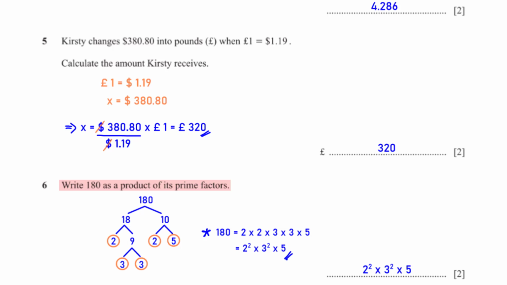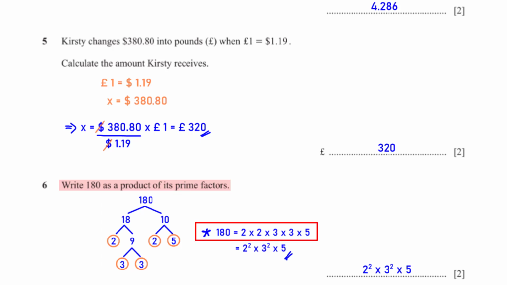Write 180 as a product of its prime factors. 180 can be written as 18 times 10. 18 can be written as 2 times 9. 2 is a prime number, so we circle it. 9 can be written as 3 times 3. 3 is a prime number, so we circle both. 10 can be written as 2 times 5. 2 and 5 are prime numbers, so we circle them.